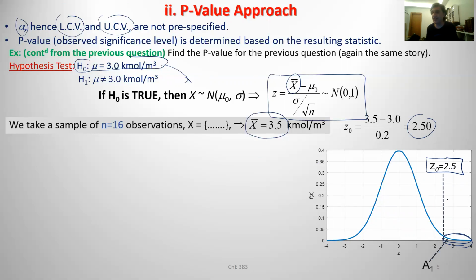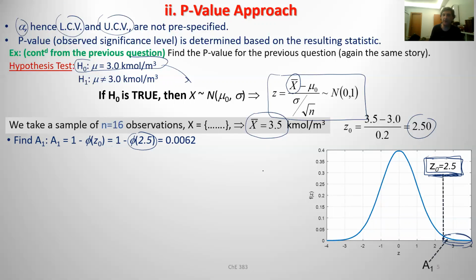So this area A1 is going to depend on this observed value here. Note that in the previous case, the right-hand side and left-hand side areas actually determined the value of z, but those areas were related only to alpha. Here there is no alpha. It is Z0, the observed value, that determines this A1 value. So for this case, A1 can be easily found as 1 minus the cumulative distribution function evaluated at 2.5. This is going to be equal to 0.062.